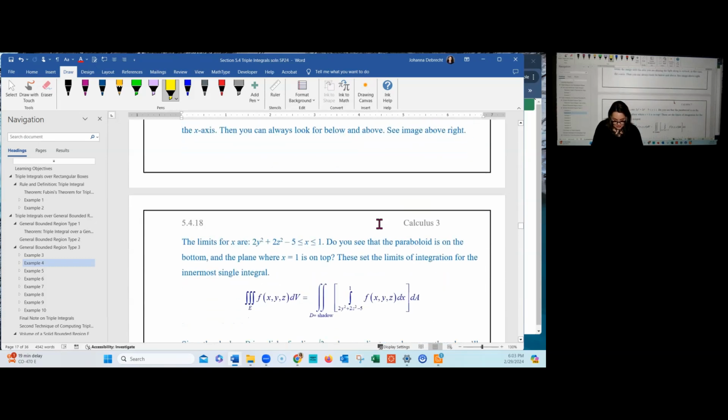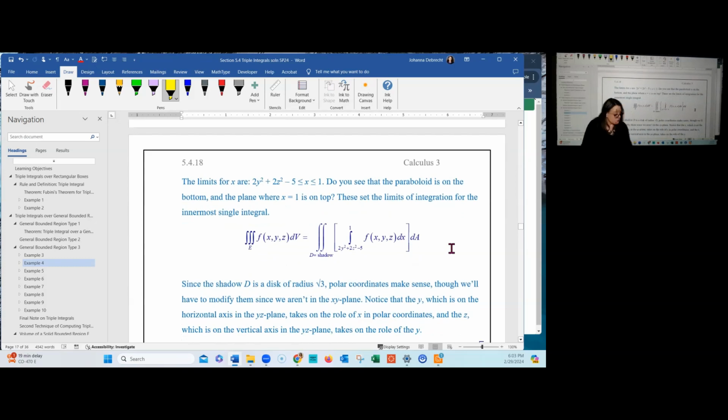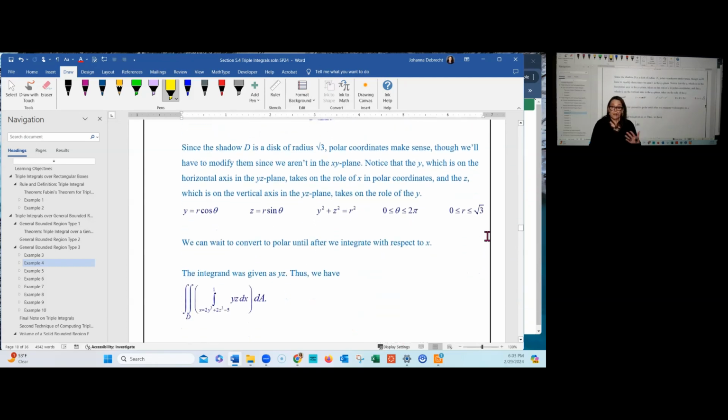That gives us the limits of integration for the inner integral, which is going to go on the bottom from the paraboloid, 2y squared plus 2z squared minus 5, to the top, the plane where x equals 1, of our function of x, y, and z with respect to x. Next, we will do the double integral of the shadow cast by that intersection of the two surfaces, the widest part of our blob. It casts a shadow, a circle of radius square root of 3, into the YZ plane. Because it's a circle, polar coordinates make sense.